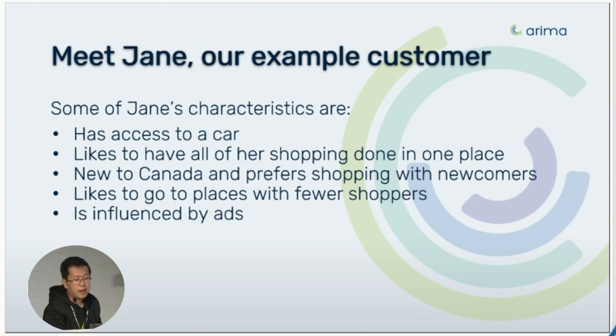Some of her characteristics include she has access to a car, so she can drive very far. Her preference for distance is not as high. She likes to have all her shopping done in one place, so she really likes bigger stores versus smaller ones, bigger groceries. She's new to Canada. She prefers shopping with other newcomers. So the demographics composition of the store is very important. She likes to go to places with fewer shoppers, so quieter places. And lastly, she's influenced by ads, so the number of times she's been exposed to some advertising is important.